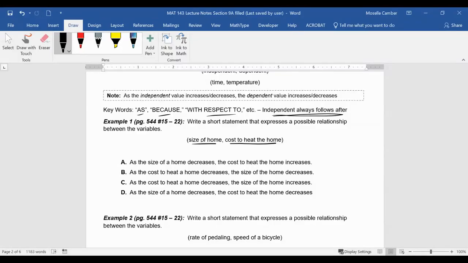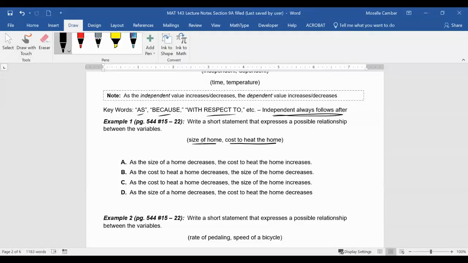So part A says, as the size of a home increases, the cost to heat the home increases. For B, as the cost to heat a home decreases, the size of the home decreases. As the cost to heat a home decreases, the size of the home increases. Or as the size of a home decreases, the cost to heat the home decreases. Like I said, as and because are the same. So if none of these really make sense, or a lot of them do, maybe replace as with because and see if that makes more sense.